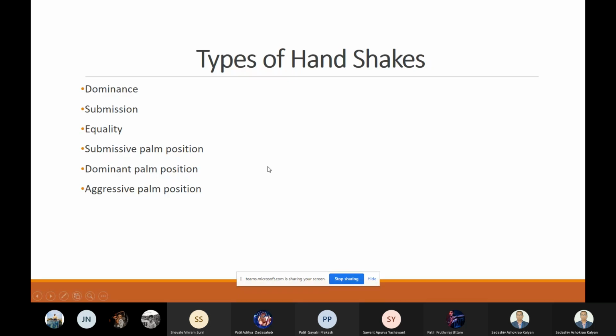Some kinds of submissive palm positions are also there. Dominant palm positions are also there. Aggressive palm positions are also there. So these are the various types of handshakes that we find whenever we meet various kinds of people from various backgrounds.